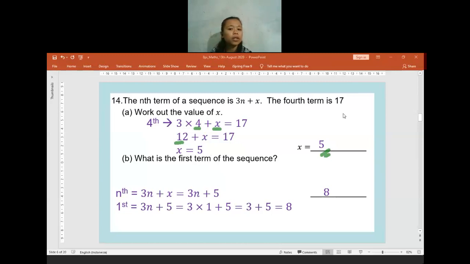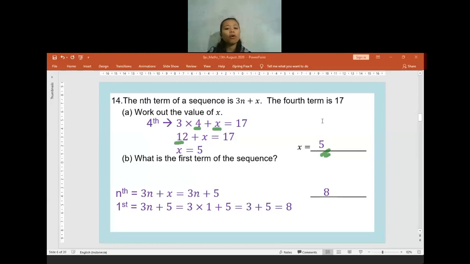Or maybe my explanation is not clear enough, or my voice not audible? No question? Okay. If no one have no question, I will move to the question 14b.